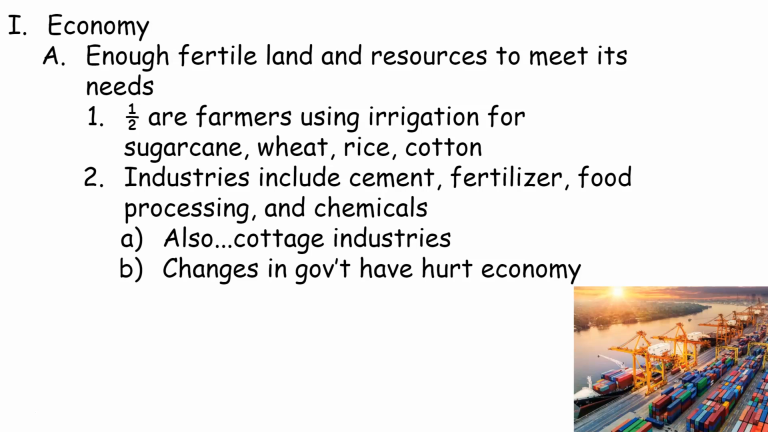Economically, Pakistan has enough fertile land that they're actually able to meet a lot of their needs. They've got enough resources to also partially do this. About half are farmers using irrigation. They grow things like sugarcane, wheat, rice, and cotton, and despite quite a bit of dry desert, have been able to have enough fertile land to meet their needs as far as growing food. Not 100%, but certainly have definitely had success agriculturally.